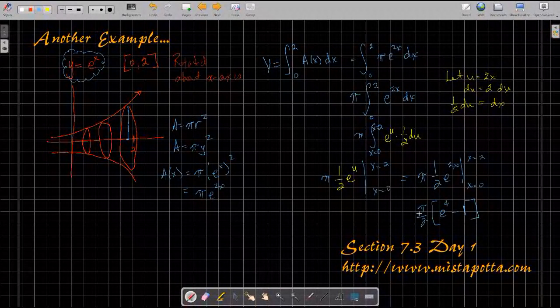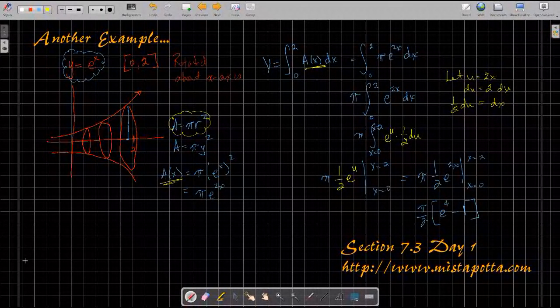So the key here is I need to find my area function, but not just any area function. It has to be an area in terms of x. And my volume is always going to be the definite integral of that area function from my bounds of integration.